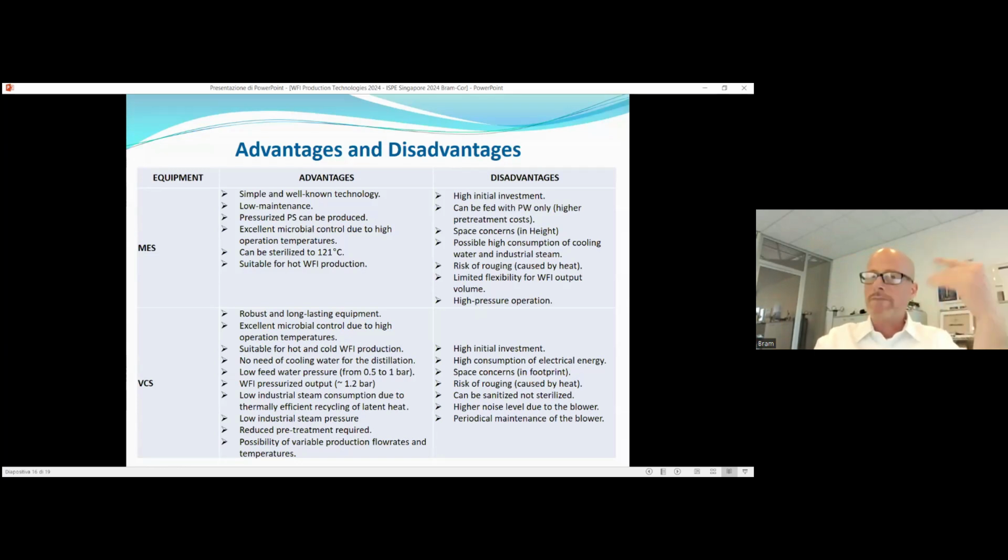The risk of corrosion, as in the multiple effect distiller, is high. There is a rotating part, so the noise compared to the other technology is higher, still within the limit of the rules, and there is periodical maintenance to be done on the moving parts. Clearly, you have to locate it. There are seals and bearings to be changed periodically.